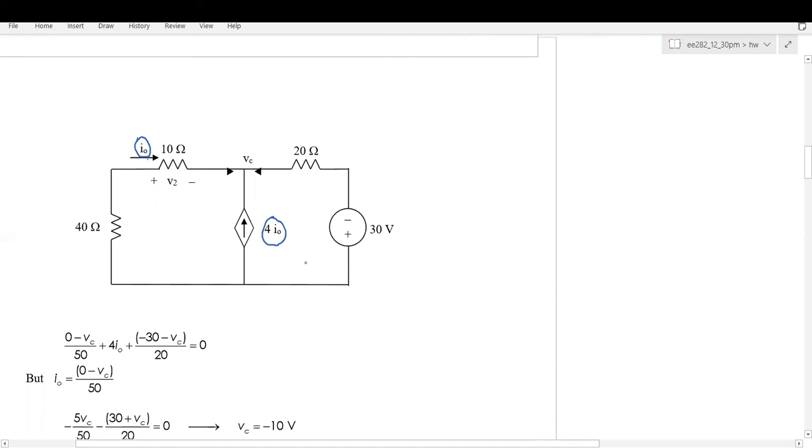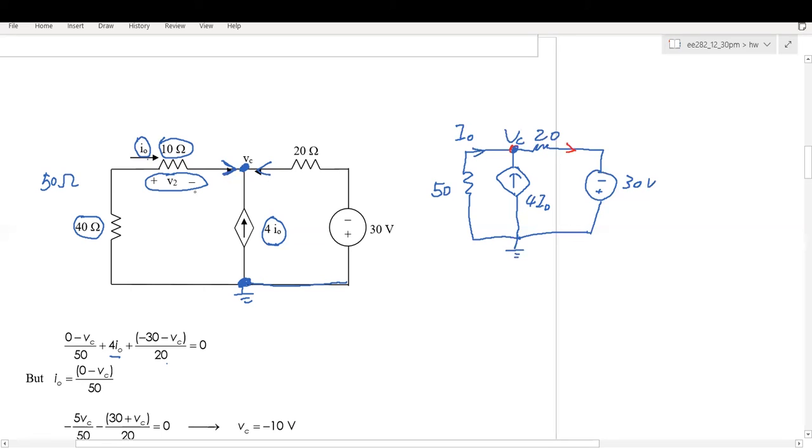So this is current I0, and this is 4 I0. The voltage, we named it V2. So we can use nodal analysis. There's only one node here, with a current flowing into this direction. The reference node is here. And this is a 40 and 10, as these two resistors are in series, so the total will be 50 ohm. That's 50 ohm here, as the 40 ohm in series with 10 ohm.